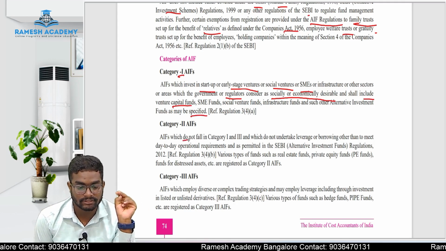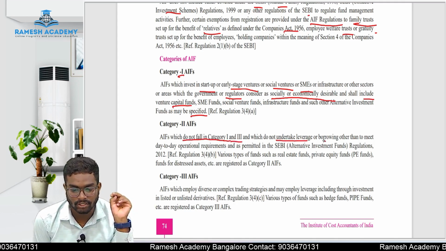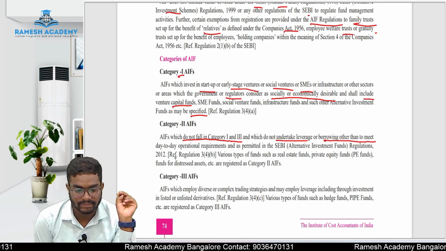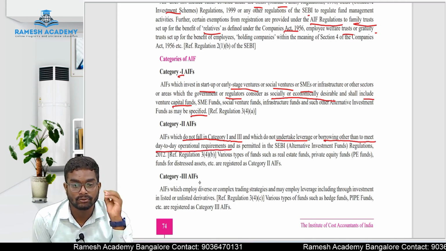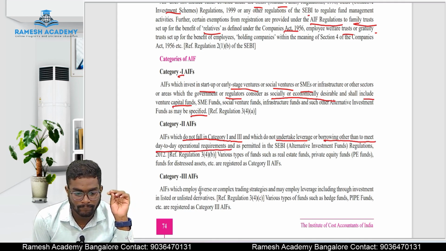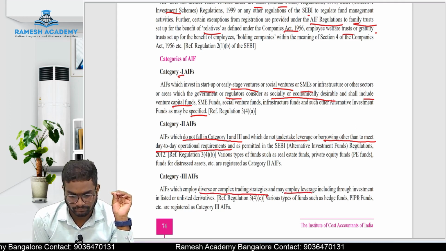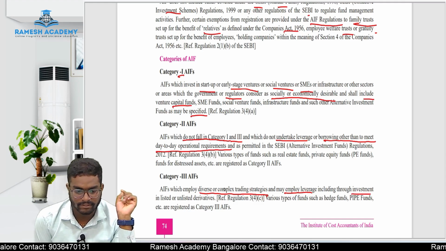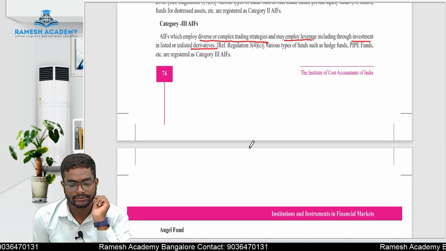Category 2 is that which does not fall into category 1 and 3 and which does not undertake leverage or borrowing other than to meet day-to-day operational requirements. So category 2 is only for day-to-day operational requirements, but category 3 employs diverse and complex trading strategies and may employ leverage, including through investment in listed or unlisted derivatives. So they will be investing in derivatives.